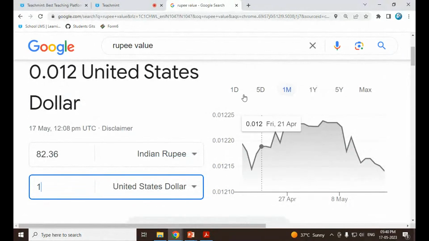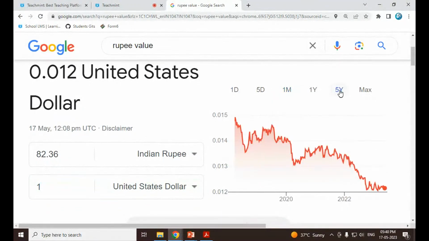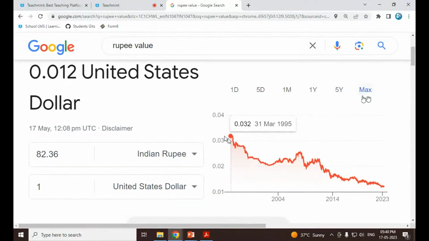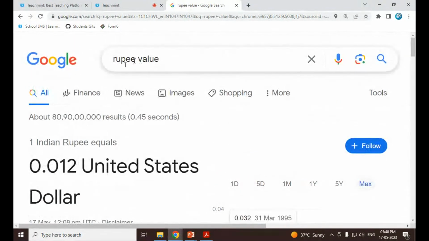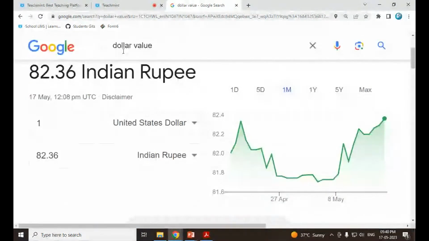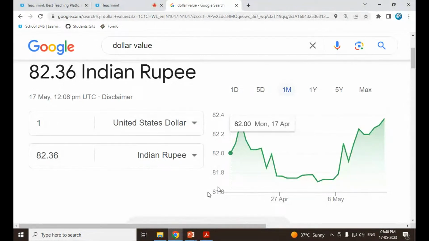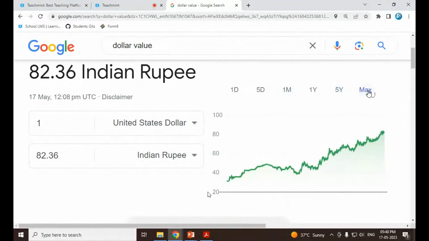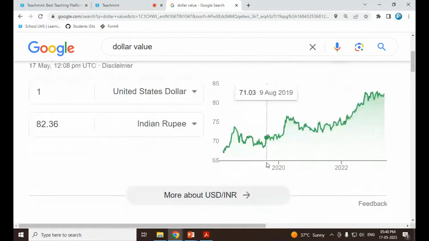Okay, so I just wanted to see for the 5 years. It is showing me on the y-axis the value that has changed and the year it has changed. All right. So if you want to check the maximum, this was the rupee value we are checking. We are checking the dollar value. We can understand this very clearly. I can say 5 years.